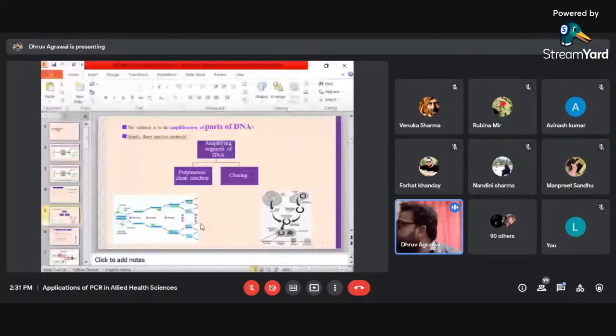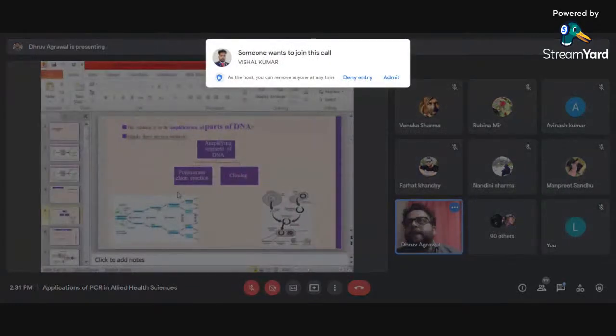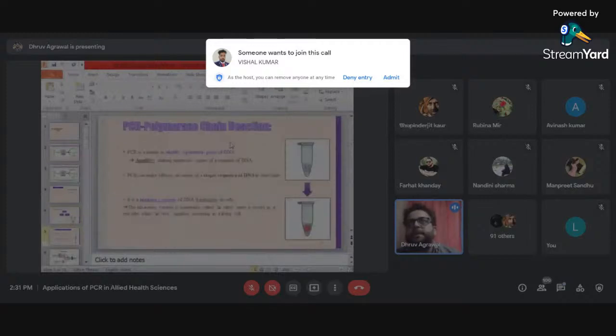Rather than spending so many days and failing multiple times, you can simply amplify or make multiple copies in no time, right? So that particular technique is the polymerase chain reaction technique, which is a quite simpler method as compared to your cloning method, right? In the polymerase chain reaction, there is nothing new which you don't already know.